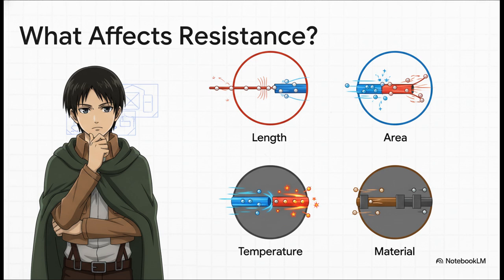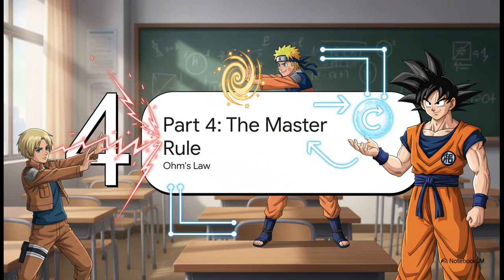And finally, the material itself. Some materials, like copper, are basically super highways for electrons. They have very low resistance. Others, like iron, are more like a bumpy dirt road. Okay, so we've met our three main characters. We've got the flow, the push, and the obstacle.